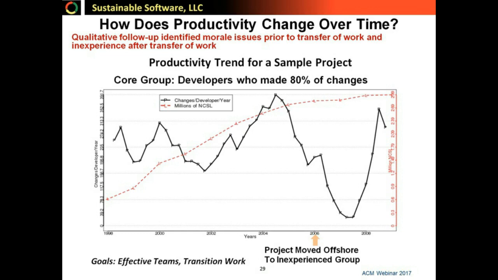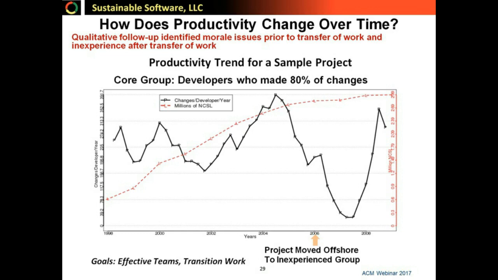Okay. Notice also that the project moved offshore to an inexperienced group in 2006. And by the way, this graph and the graph that David showed are for the same project. So here's two important takeaways from this analysis. And you might, by the way, think of others. But one is that productivity as measured by the number of changes per core developer per year, that was the metric we used, decreased just prior to the transfer of work. So if you look at 2006 and then look just to the left of that, notice the decrease in productivity.